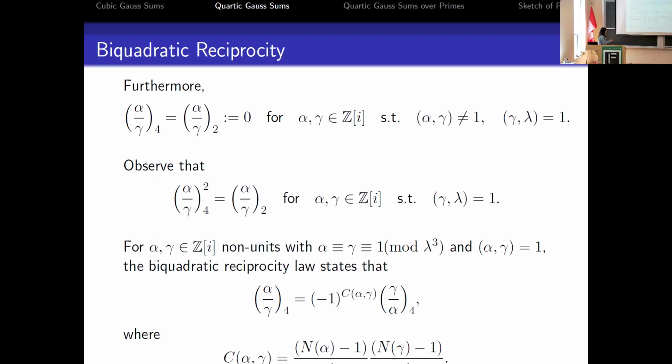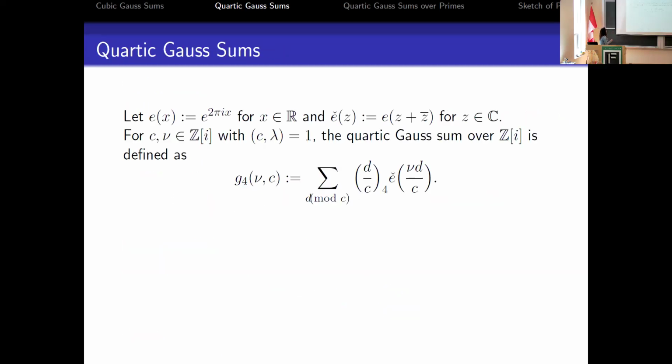So later in the slides, you'll see this quantity, (-1) to the power of c of alpha gamma, floating around. Basically, this is the factor that appears in the biquadratic reciprocity. All right. So once again, same notation with these additive characters right here. Let C be an element in Z[i] that is relatively prime to the ramified element lambda.